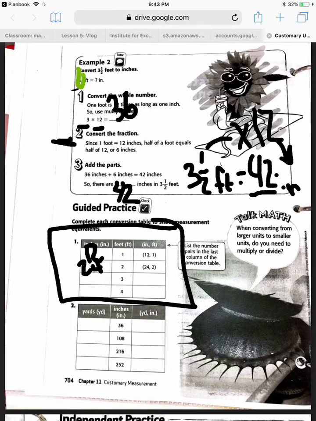3 feet, again, we need to be thinking we're going from something large to something small, so we need to multiply. And our magic number is 12, and if you did 3 times 12, you would have ended up with 36. So it wants us to simply put it in this family of 36 to 3. And down here, 4, if you took 4 times 12, you would have ended up with 48. So, for 48 inches, you have 4 feet.